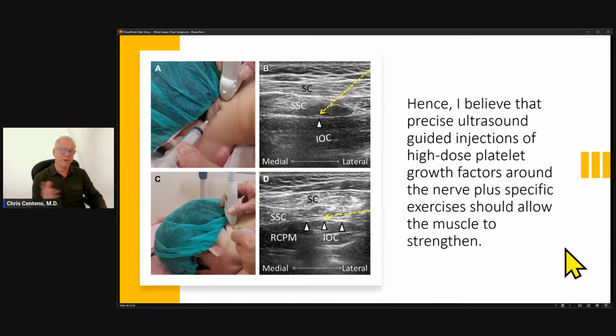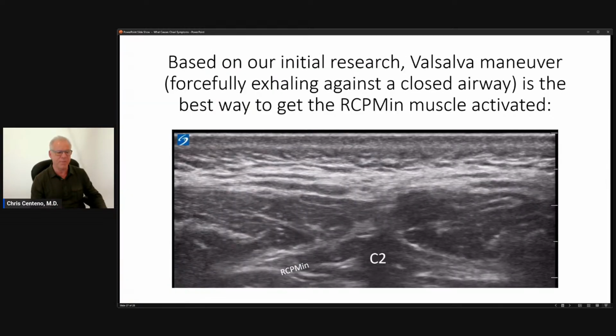Now, for us, we've treated lots of nerves for many years using platelet growth factors injected around the nerve. There's some good research showing that that works around other nerves. And so that's one component, right? Treat the nerve. The other component, obviously, would be once the nerve starts to come back, work the muscle. So this is some research we did in our office trying to figure out, is it chin tucks that get these muscles going? Is it looking up? Is it bending your head?